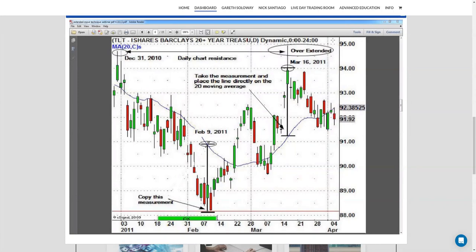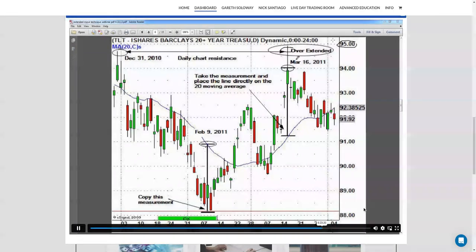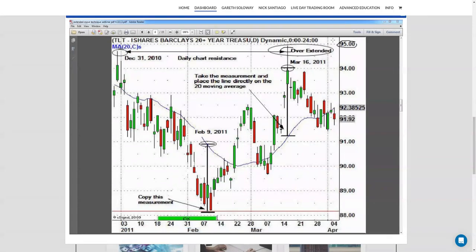Pivot low, pivot high, calculate that measurement. Pivot low, pivot high into double top. Can you short this up here? You have a double top, 95, max extension. Absolutely. What would your stop out be on this, Johan?